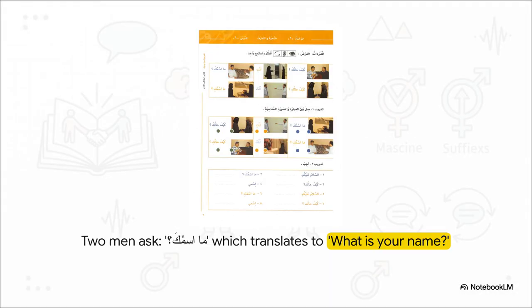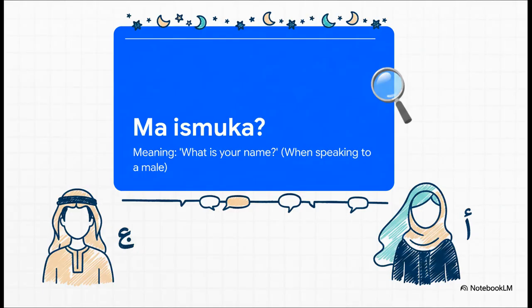Our very first interaction here shows two men speaking, and the phrase is, Ma ismuka. Now, this looks straightforward, but the key detail is who is being spoken to. Ma ismuka translates to, what is your name? But you gotta notice that crucial detail. This isn't a one-size-fits-all you. This exact phrasing is only used when you're speaking to a male. This is our first big clue about how Arabic grammar works.